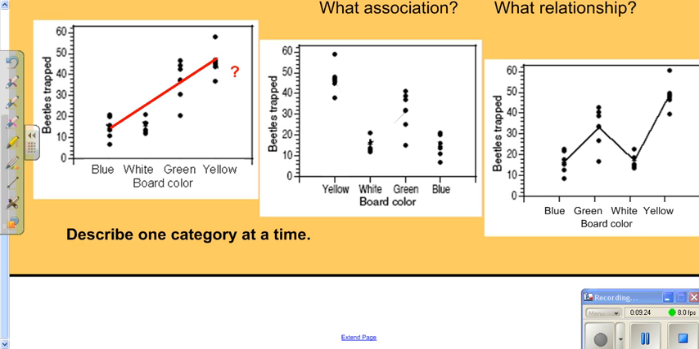Can you somehow use some categorical information within your graph? Yes, and we'll be looking at that later. But your axes and your variables that you're comparing have to be quantitative to be able to find the correct locations on your graph.